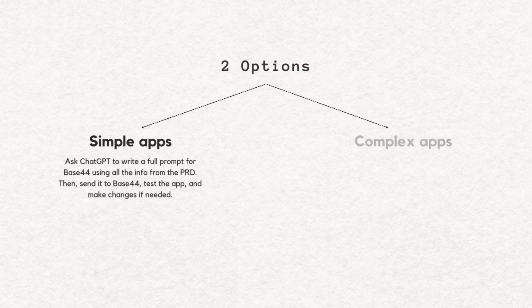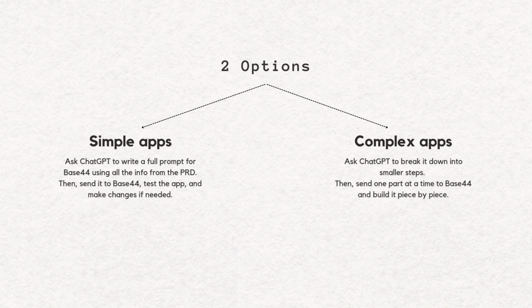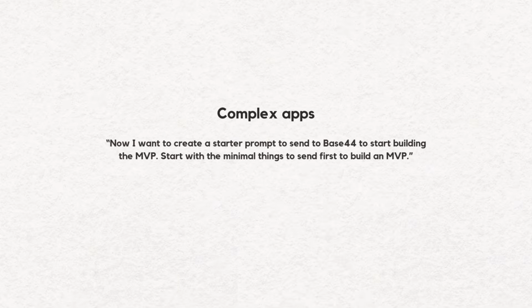Option number 2, for bigger or more complex apps. If your app has lots of features, options, or a more advanced database, and you want to take it more seriously, I recommend asking GPT to break it down into smaller steps. Start with a simple MVP, something like, now I want to create a starter prompt to send to Base44 to start building the MVP.